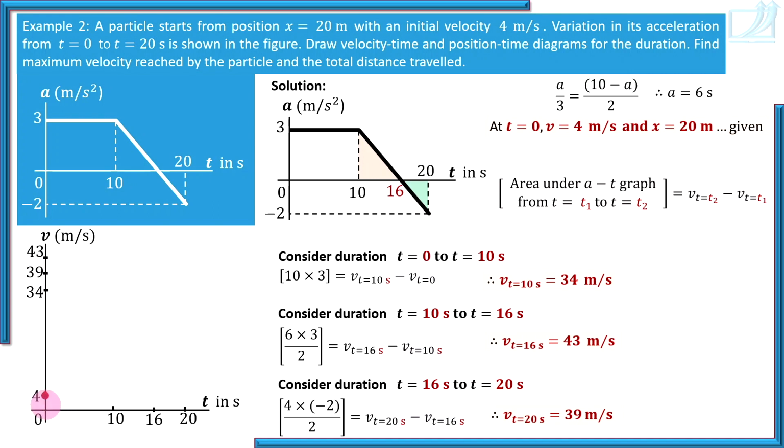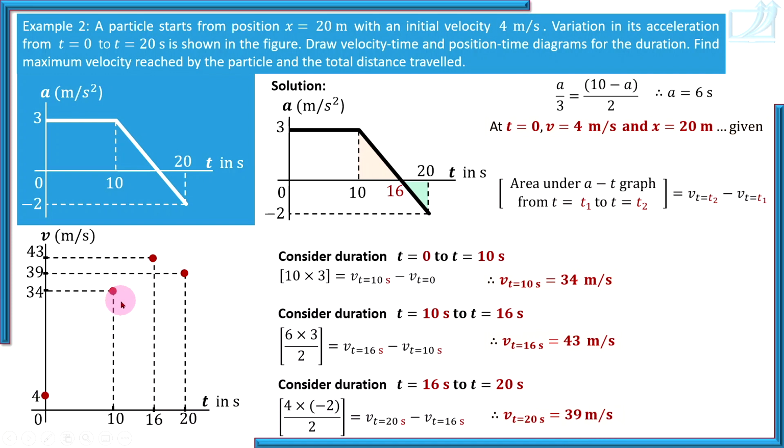Now plot the points. This is first point. At t equal to 0, velocity is 4 meters per second. That is given. Now at t equal to 10 seconds, velocity is 34 meters per second. So this is how we have marked that point. Then at t equal to 16 seconds, velocity is 43 meters per second. So at t equal to 16 seconds, here we have marked a point on VT diagram. And at t equal to 20, velocity is 39 meters per second. So this is how I have marked here. At t equal to 20, velocity is 39 meters per second.